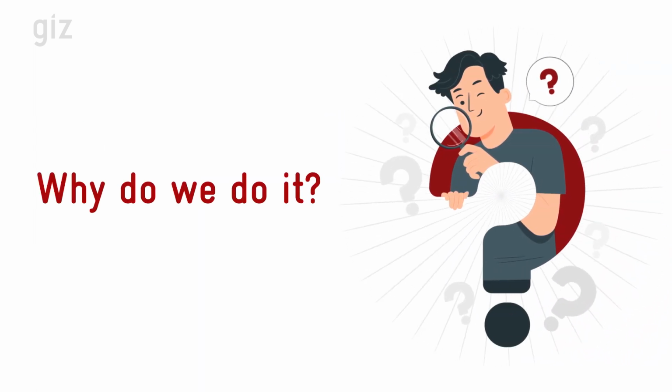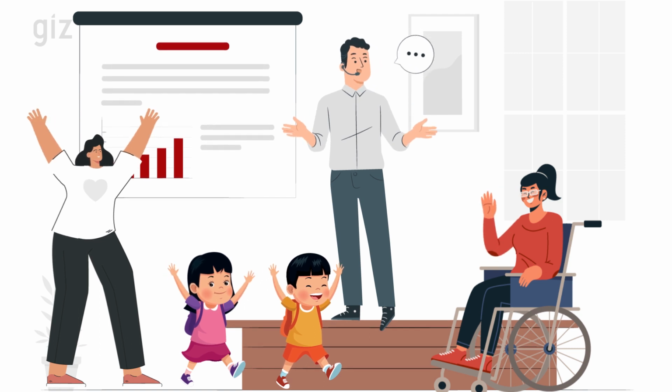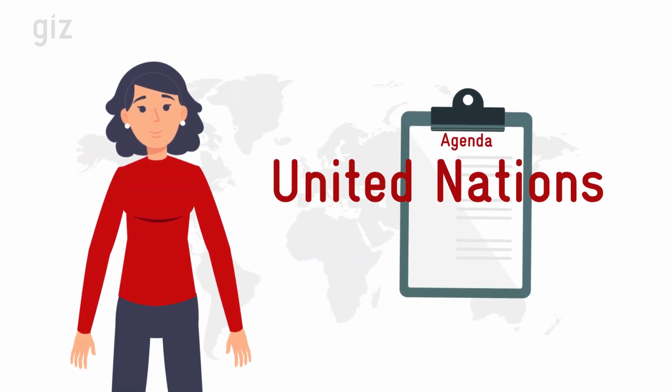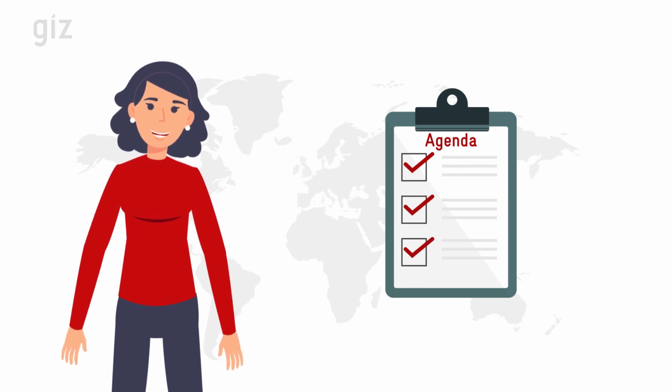Why do we do it? To respond to the demands of civil society and citizens, especially marginalized groups. The United Nations Agenda 2030 principle, LNOB, is the guiding principle of the program.